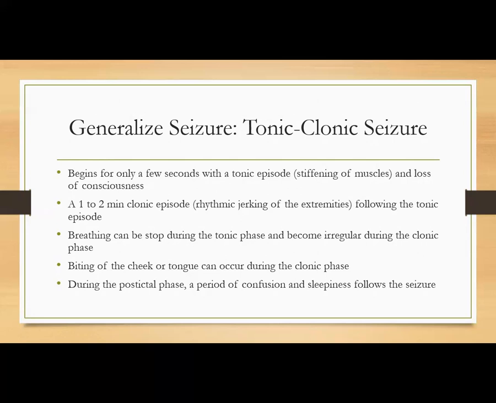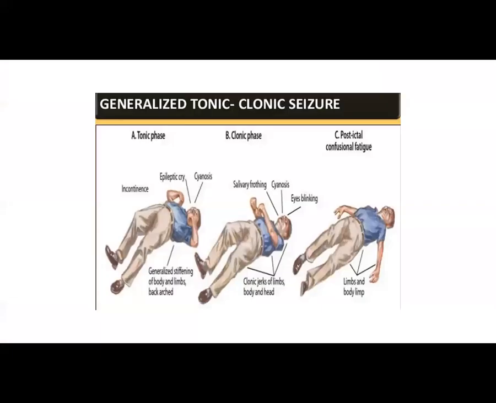Breathing can be stopped during the tonic phase and become irregular during the clonic phase. Biting of the cheek or tongue can occur during the clonic phase, and during the post-ictal phase, a period of confusion and sleepiness follows the seizure. With this tonic-clonic seizure, you can see here we've got the tonic phase where everything is stiffening: generalized stiffening of the body and limbs, the back is arched, so it just looks completely stiff. Then you've got the clonic phase, with clonic jerking of limbs, body, and head, so everything's jerking through here. And then in the post-ictal phase, they're very confused as to what just happened.